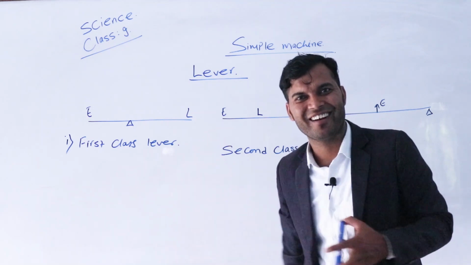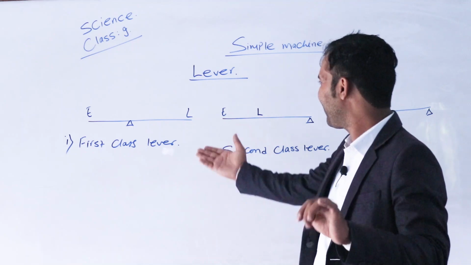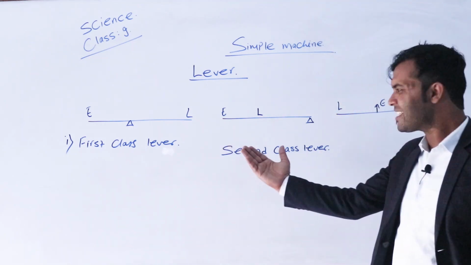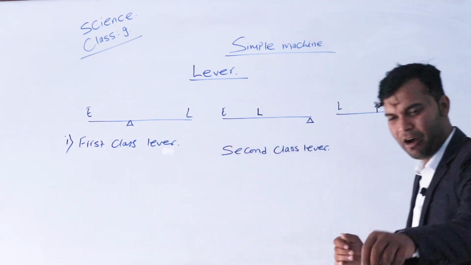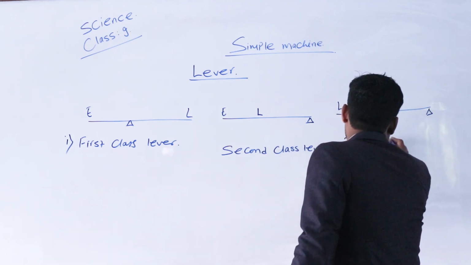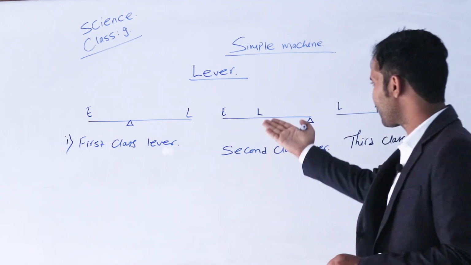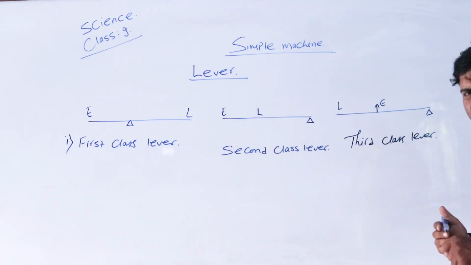The arm is called a third class lever, isn't it? Okay, student, look here. Types of lever: first class, second class, and how? Third class lever. First class, second class, and third class lever.